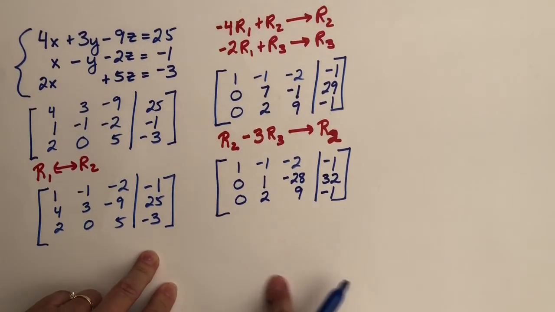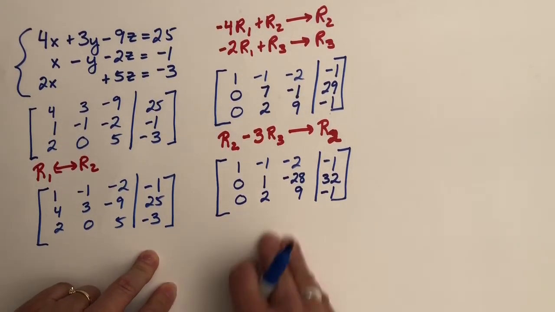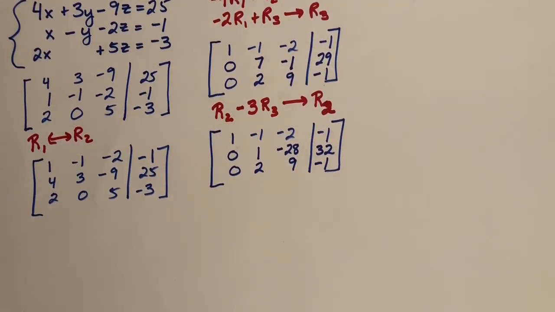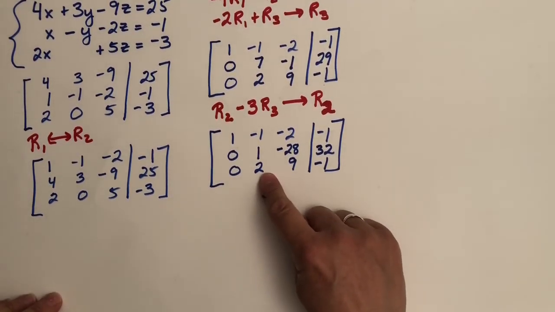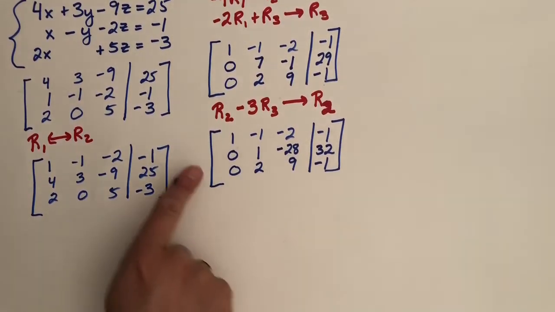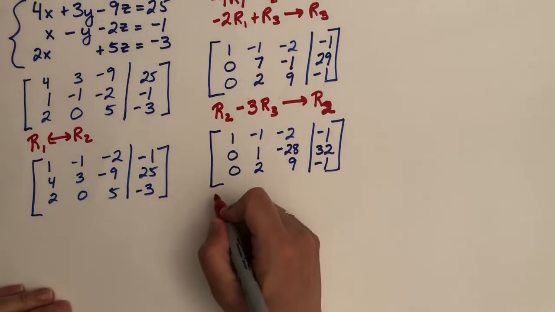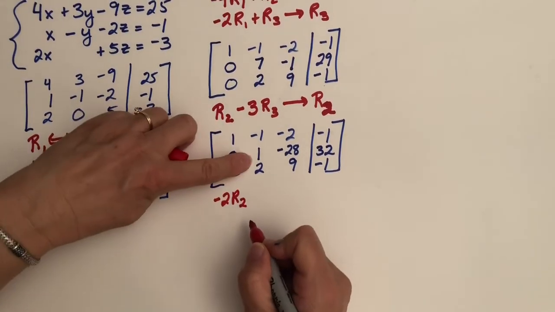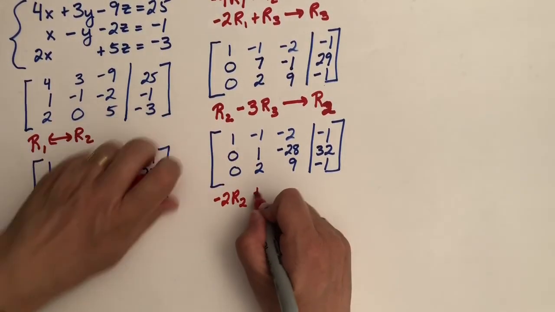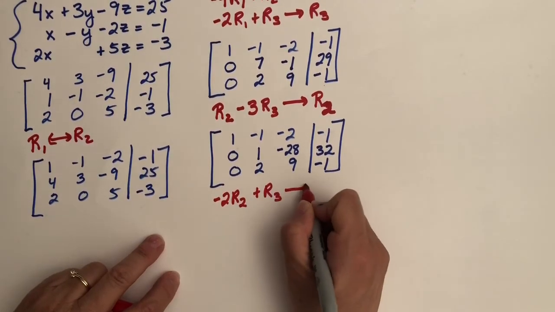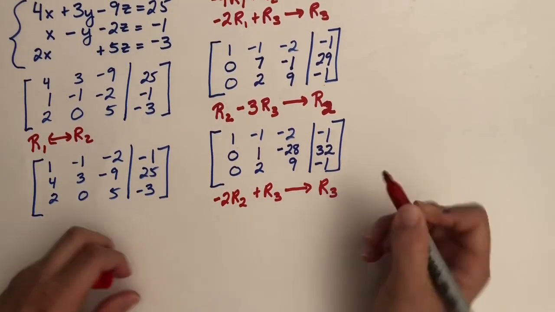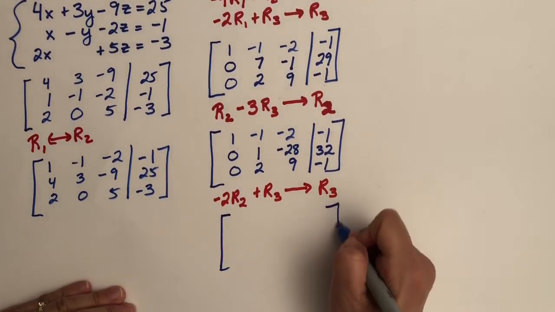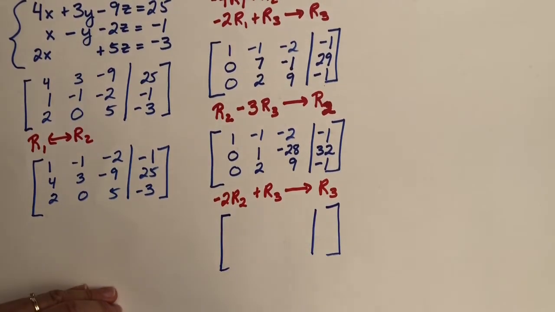Do I have room right here to do another iteration? Let's do it. So now we need a 0 right here. We're going to multiply row 2 by negative 2 and add. So negative 2 times row 2, to get a negative 2 here, we're going to add it to row 3. And we're going to put the results in row 3. So here we go. Let me see if that should fit.